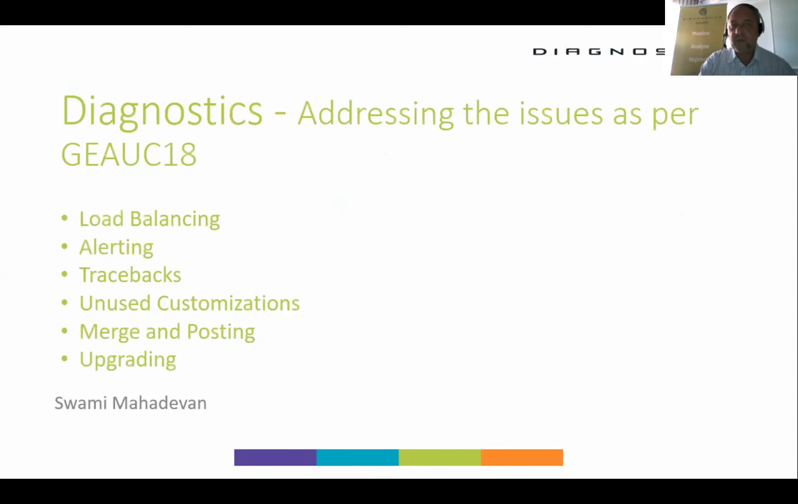During the GE conference in Bellevue, Washington, 2 weeks ago, we took an inventory with a number of different customers, and tried to get feedback. We got some great feedback, actually. Based on that feedback, we're going to be addressing the issues with respect to load balancing, alerting, tracebacks, unused customizations, merge and posting, and upgrading. Those were the highlights of the issues that were described by Smallworld users.